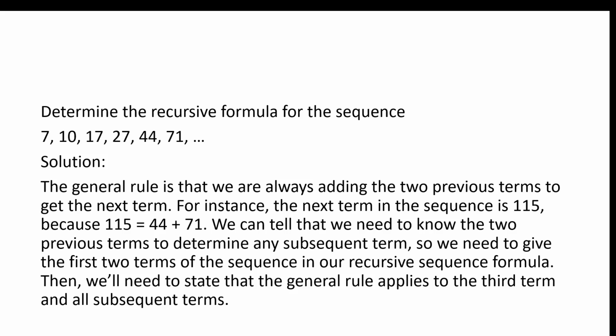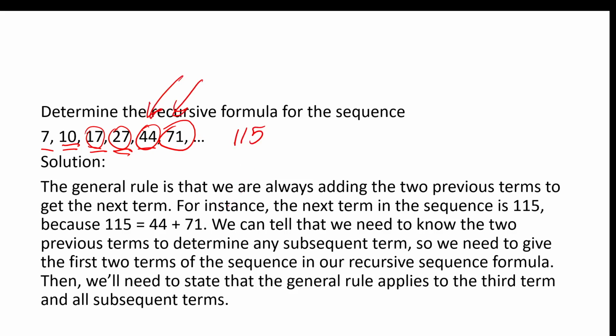So for instance, the next term in the sequence will be 115 because 115 equals 44 plus 71. Note that 7 plus 10 equals 17, but then 10 plus 17 equals 27. 17 plus 27 is 44. 27 plus 44 is 71, etc. So to get the next term, we would say the next term is 115 because 44 plus 71 equals 115.